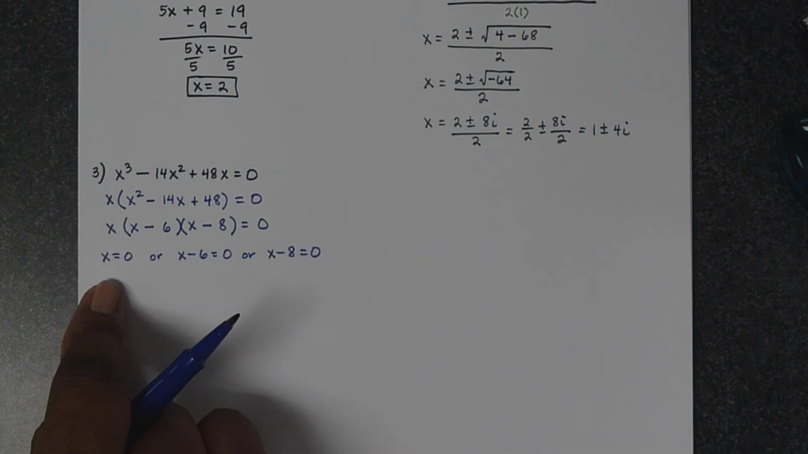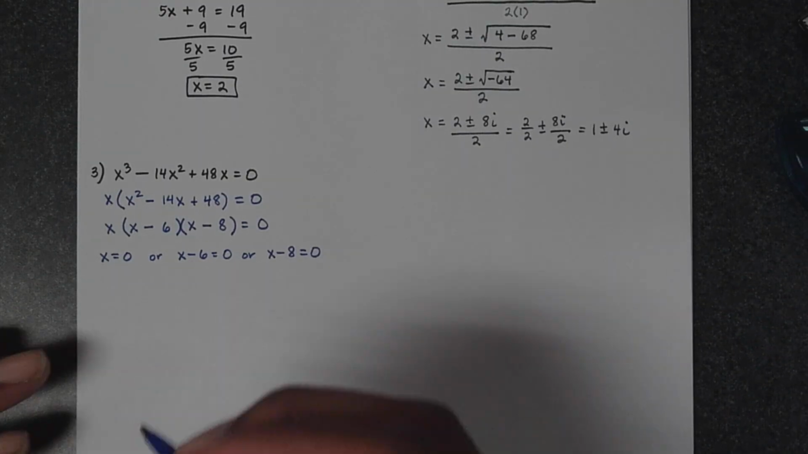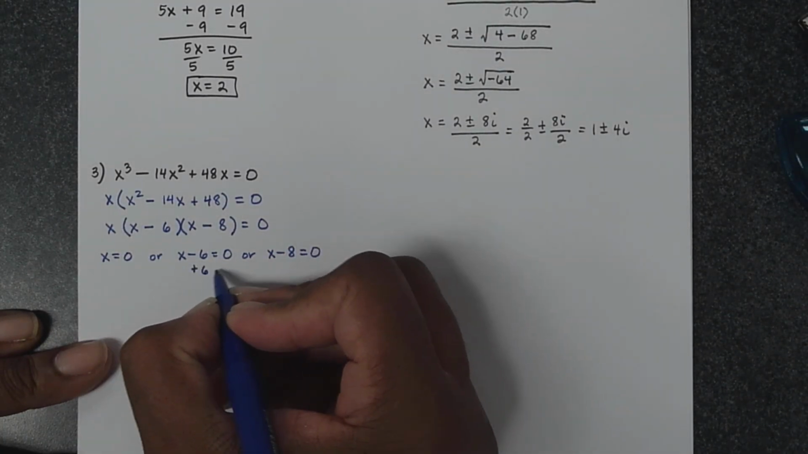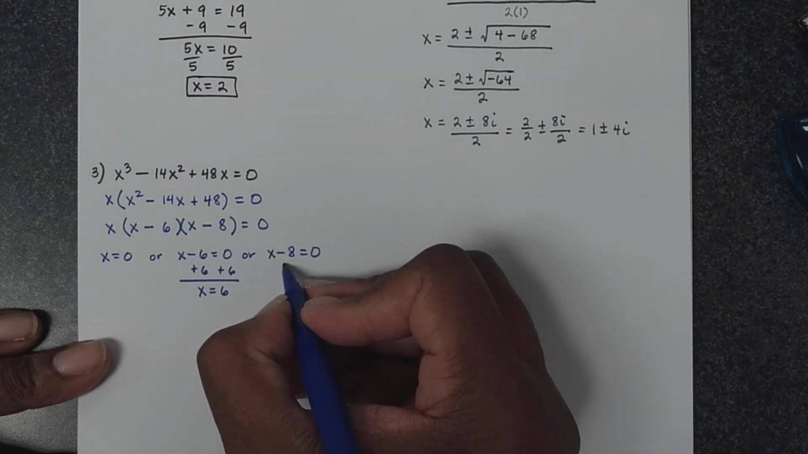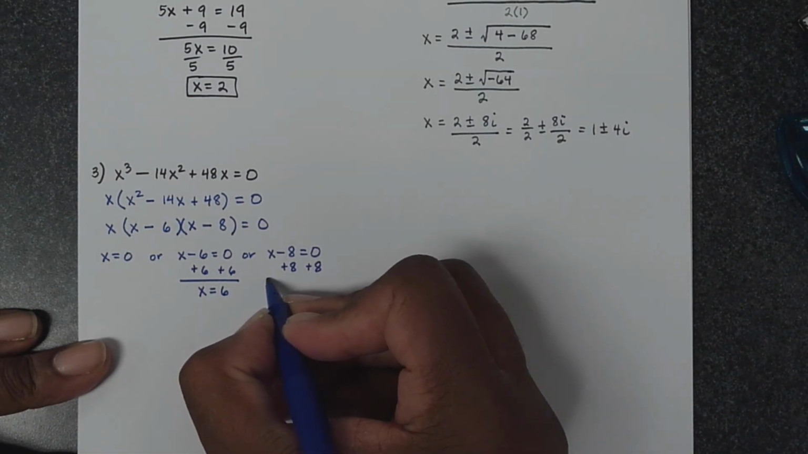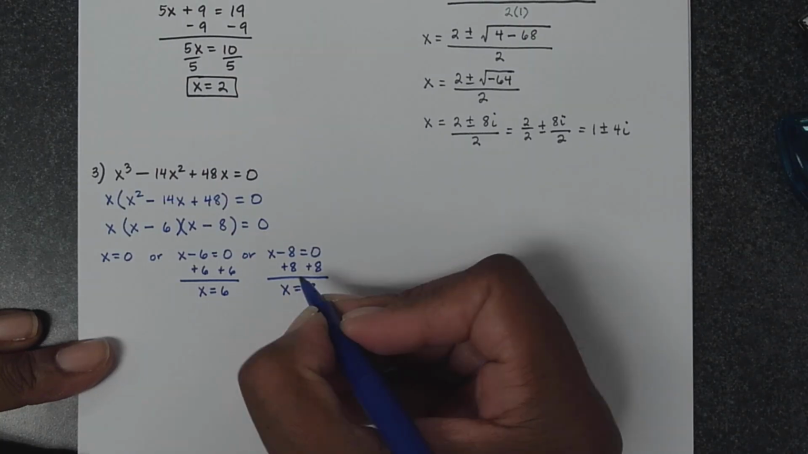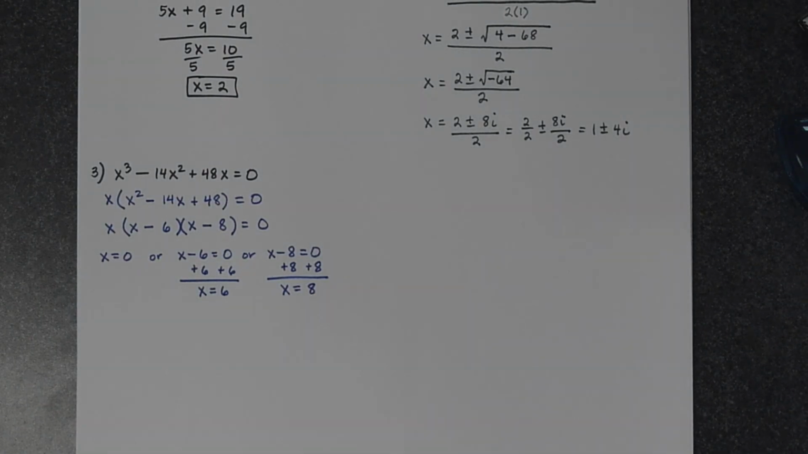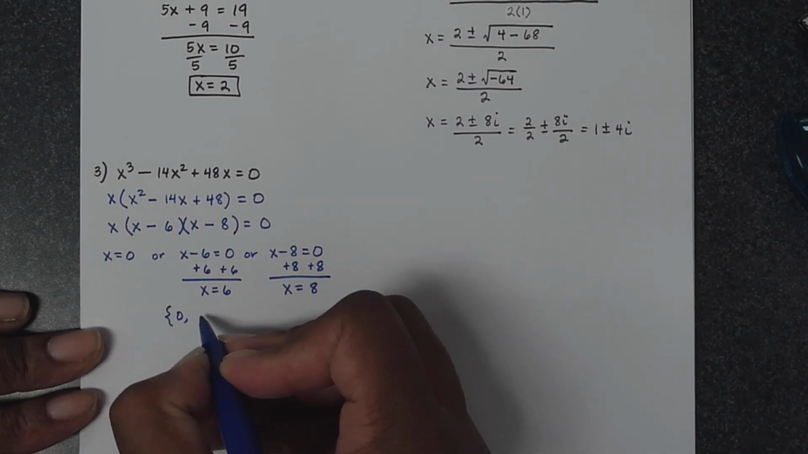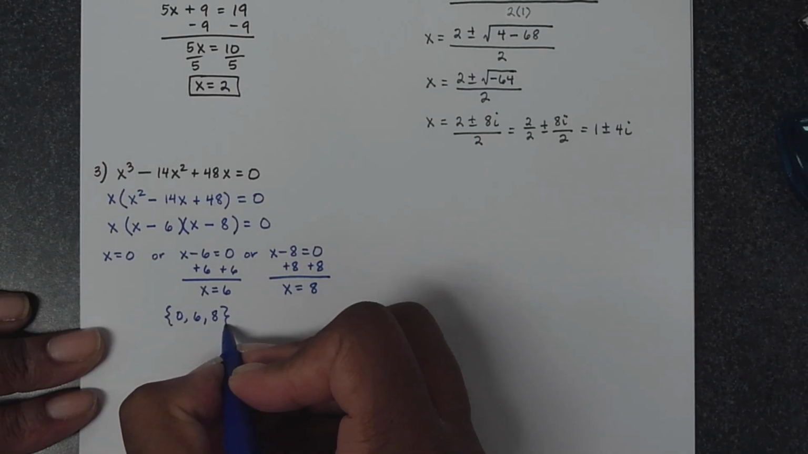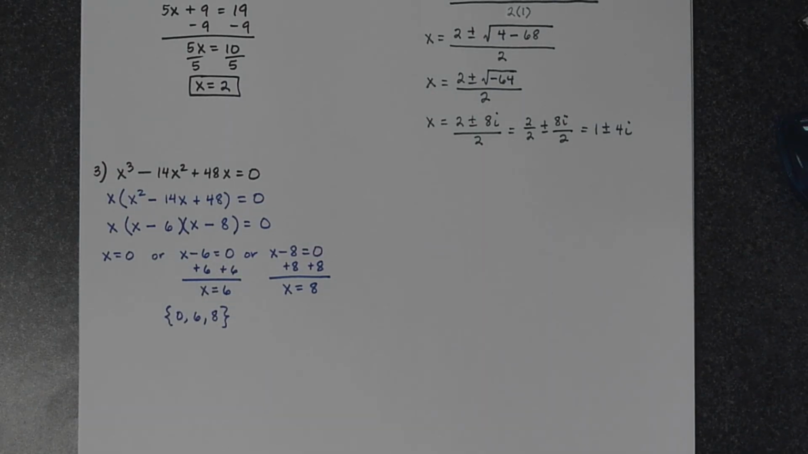Well, x equals 0 is already solved for x. Now for the x minus 6 equal to 0, if I add 6, that means x is equal to 6. And then for x minus 8 equal to 0, if I add 8, that means x is equal to 8. So these are the zeros of this polynomial function, or polynomial equation, I should say. 0, 6, and 8. So that's problem number 3.